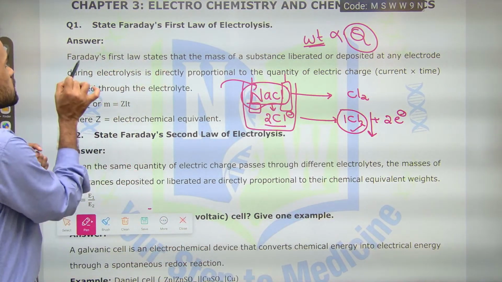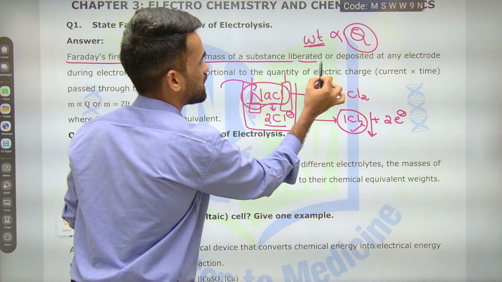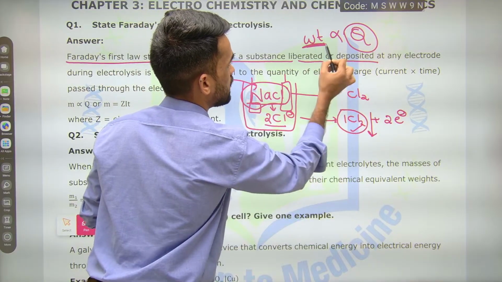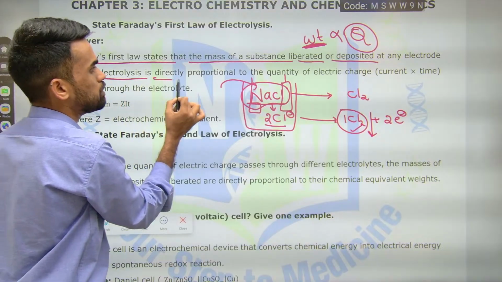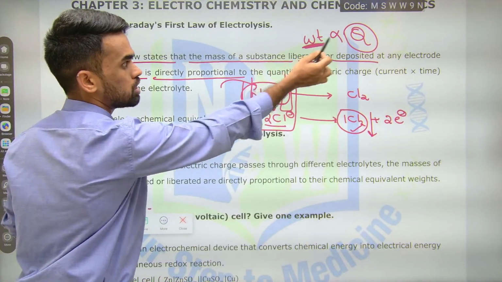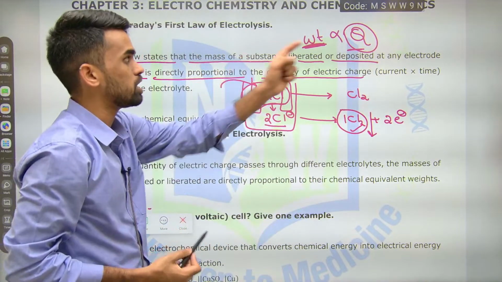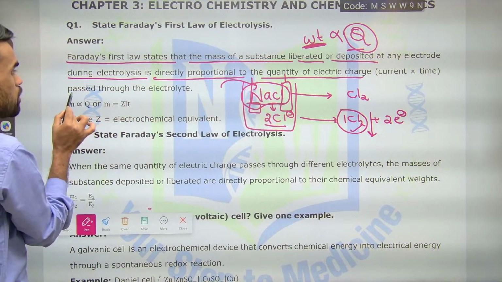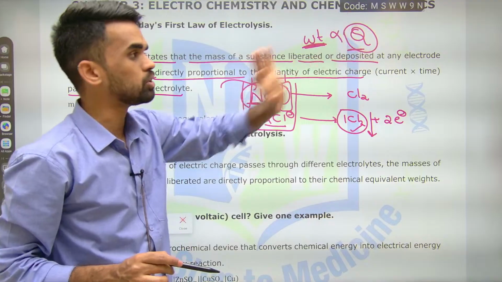Faraday's first law states that the mass of the substance liberated or deposited at any electrode during electrolysis is directly proportional to the quantity of electric charge, indicated with Q, passed through the electrolytic solution. So weight is directly proportional to Q, I can write.